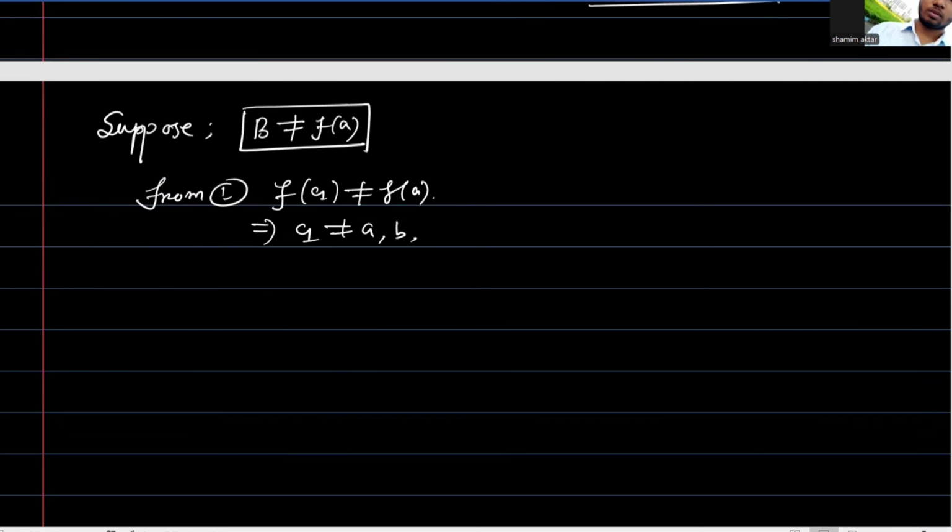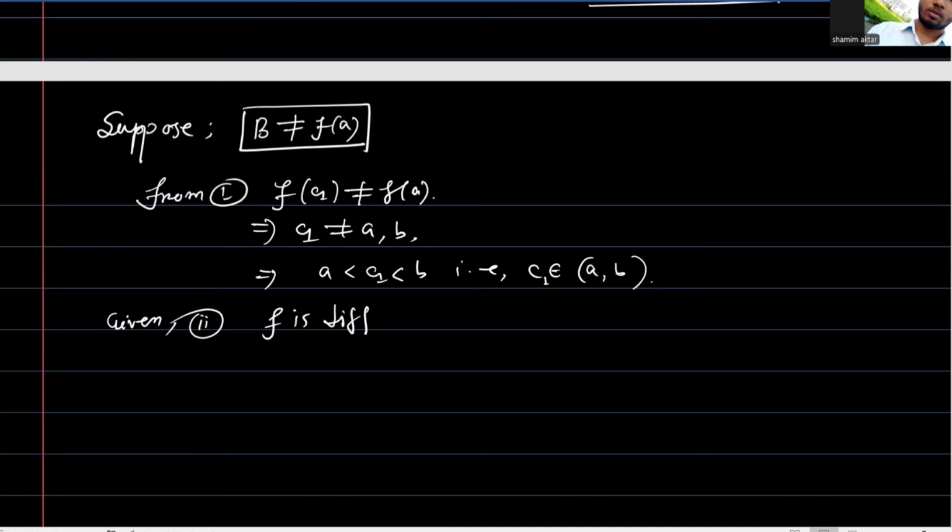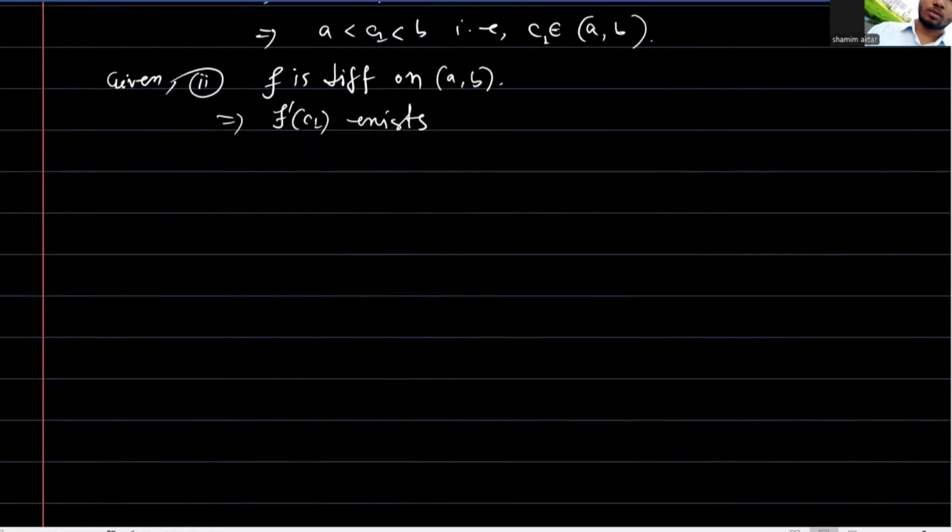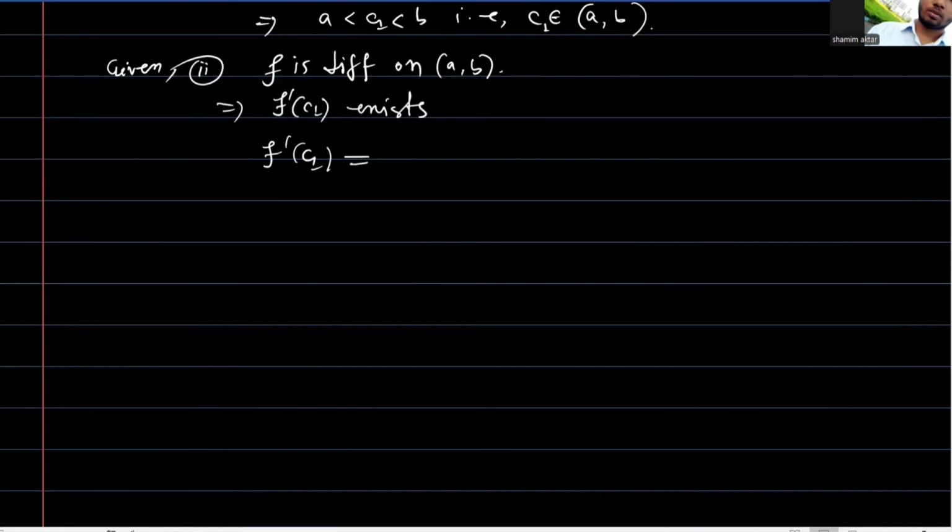Now this implies a less than c1 less than b, that is, c1 belongs to the open interval a comma b. Also, by the second condition of this statement, f is differentiable on the open interval a comma b, so this implies f dash c1 exists. If f dash c1 is not equal to 0, two cases arise. First case, f dash c1 greater than 0, or second case, f dash c1 less than 0.